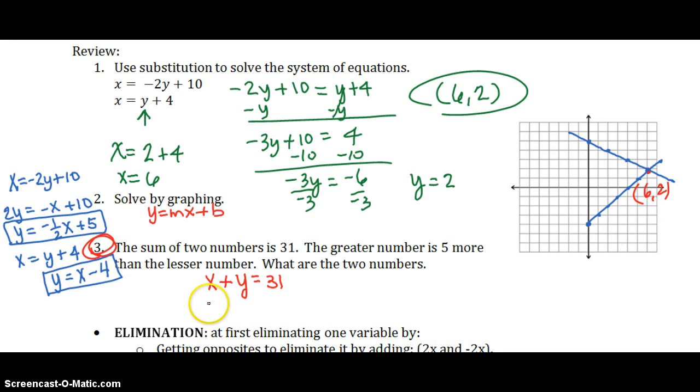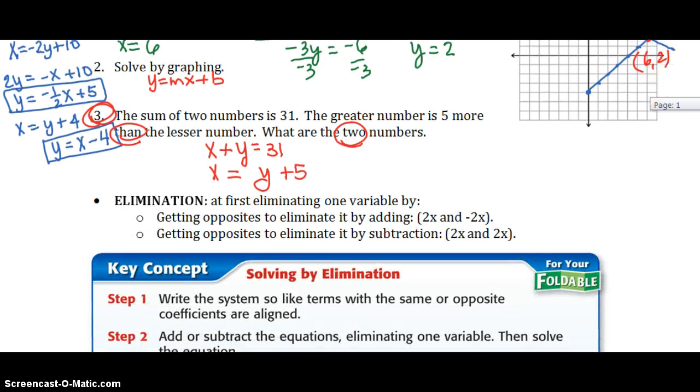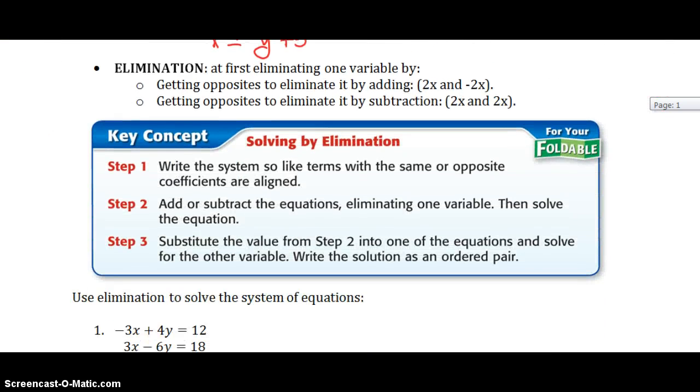So let's just pick x to be the greater number. X is 5 more than, there's that magic word than, whatever comes after than is going to be written first. So it's 5 more than the lesser number, so the other number must be y. And there are two equations that you can use substitution to find out what are the two numbers. I'll let you finish that one on your own and ask you what you come up with in class tomorrow.